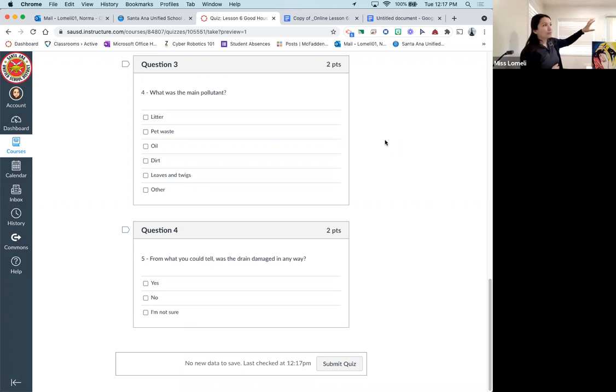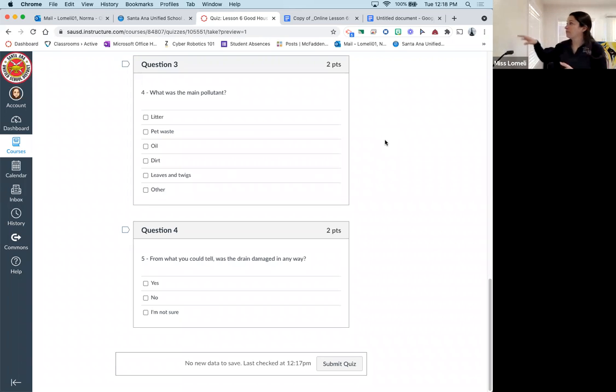Oh, there's a mechanic shop right behind there. So I predict if there were going to be a rainstorm, a lot of the oils and other chemicals that this auto shop has would be draining into my storm drain.